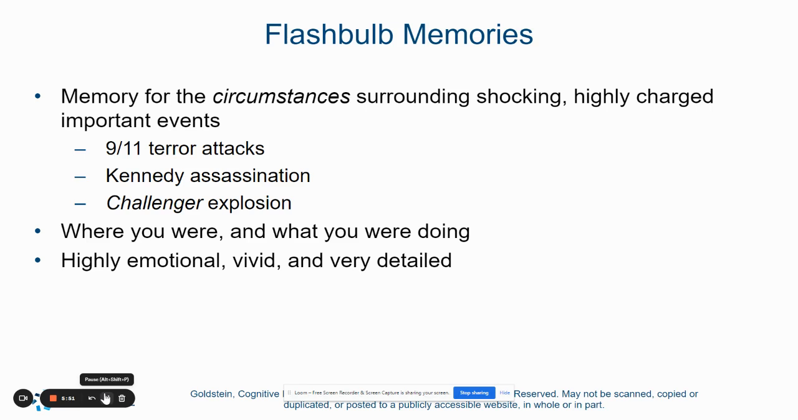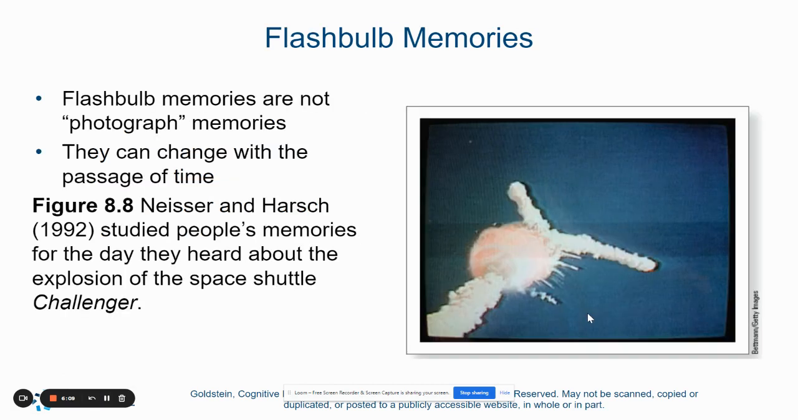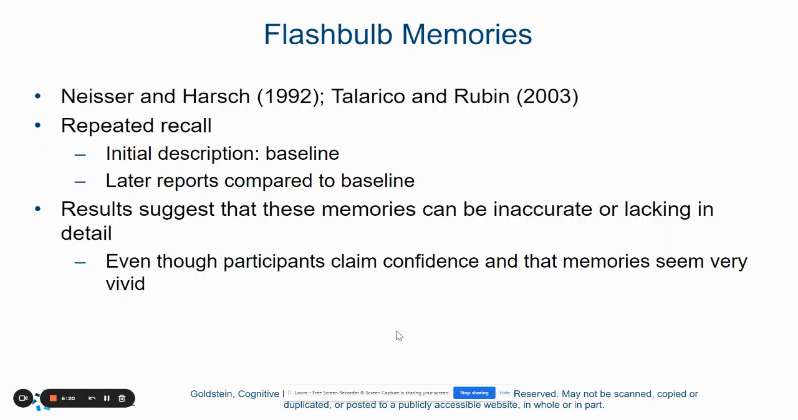The Kennedy assassination. Most people remember where they were and what they were doing when that happened. When the Challenger exploded, many people remember that day, and it might just be a flash. They don't remember what happened before or after the event, but they remember the event. It's highly emotional, it's vivid, it can be very detailed. Flashbulb memories are not photographic memories because they can change with the passage of time, but it's like you just remember a moment something happened.